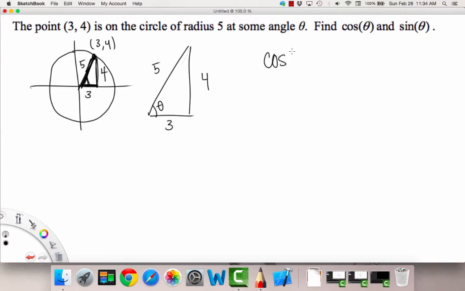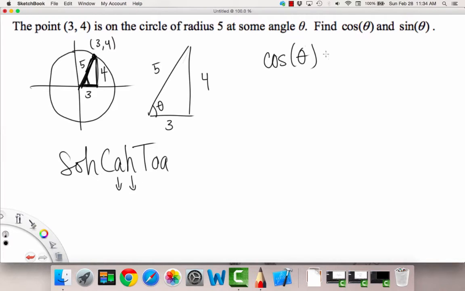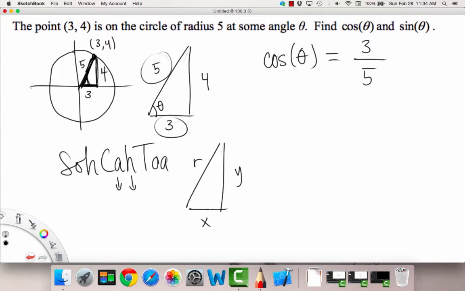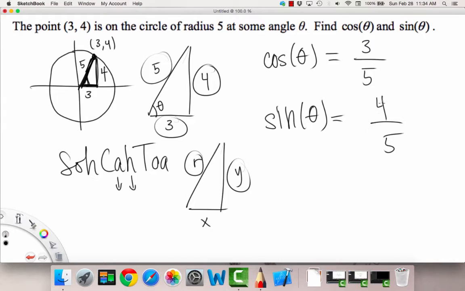So cosine of theta, if we recall SOHCAHTOA, would be adjacent over hypotenuse. What is the adjacent leg? That would be 3, and our hypotenuse is 5. So cosine of our angle is going to be 3 over 5. If you don't want to use SOHCAHTOA, you could always visualize this as r, this is y, and this is x, and then cosine theta is just x over r, which is the same thing that we got. Sine of theta is going to be y over r, so that would be 4 over 5 this time.